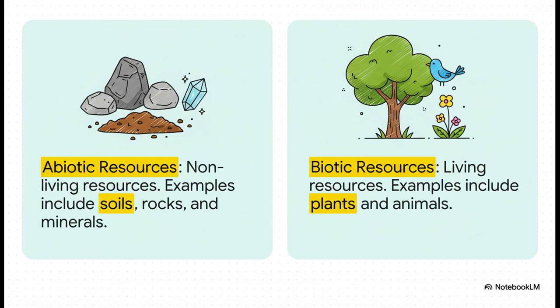Okay, our second classification method is based on origin, and this one is super simple. You've got abiotic resources, which are all the non-living things: soils, rocks, minerals. Then you have biotic resources, which are all the living things: plants and animals. That's it. Living versus non-living. Easy to remember, but a really crucial difference.